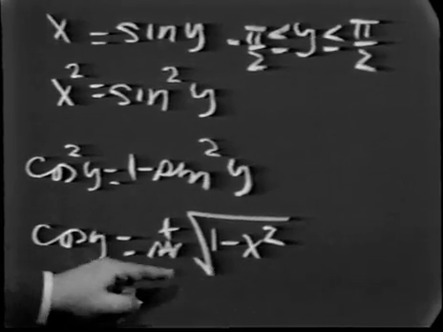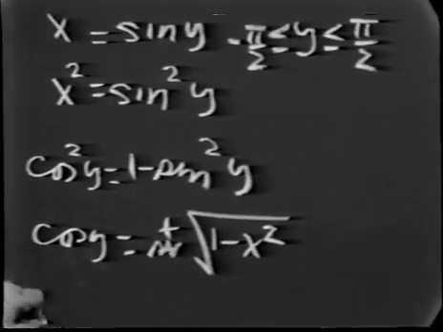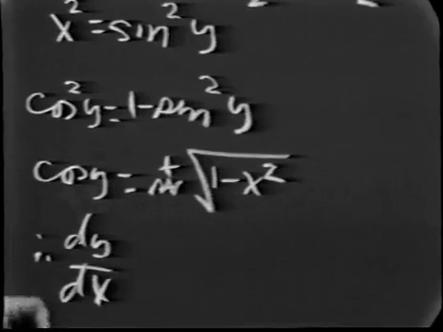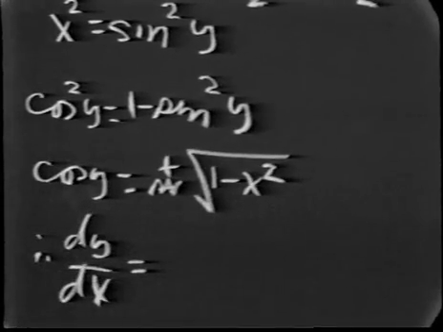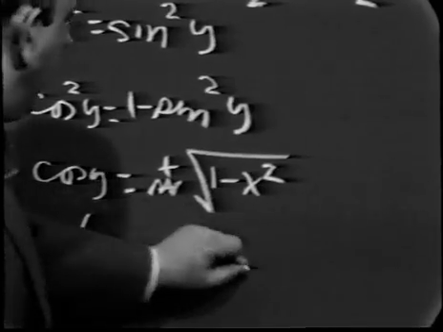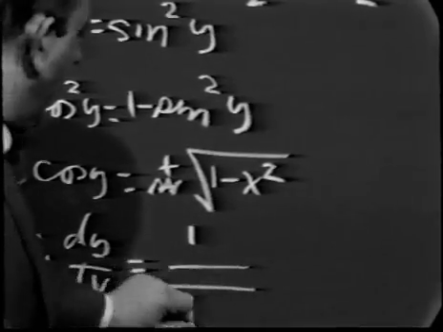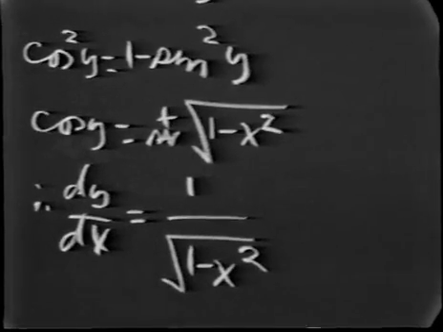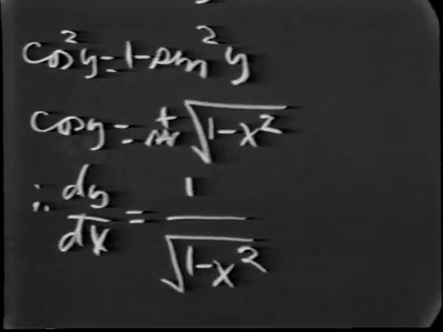In other words, then, what we see is what? That therefore, dy/dx is equal to 1 over cosine y. That's 1 over the square root of 1 minus x squared. And that's a rather interesting result. It's a rather straightforward result.